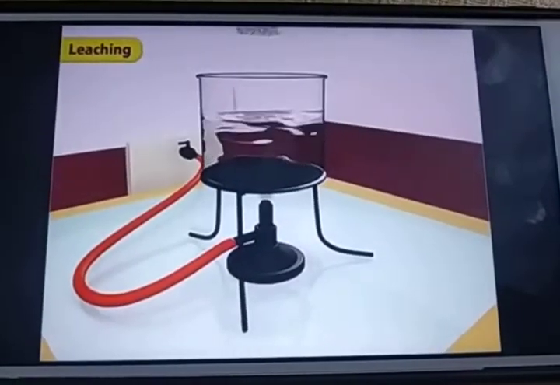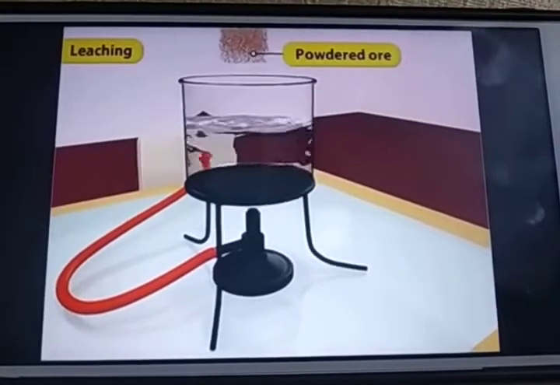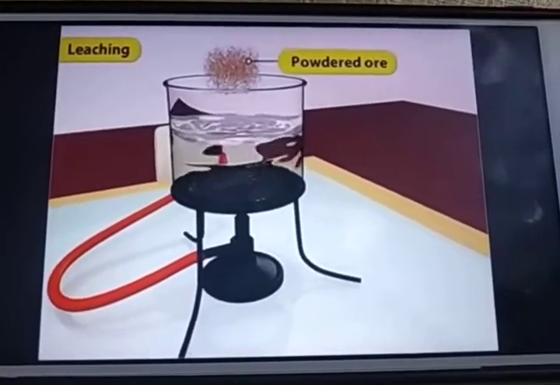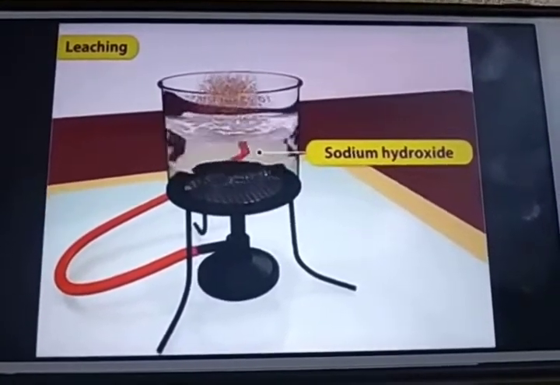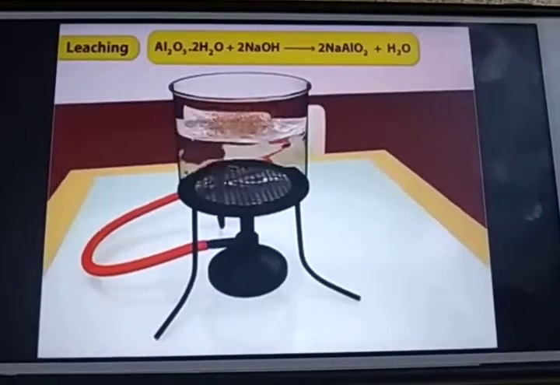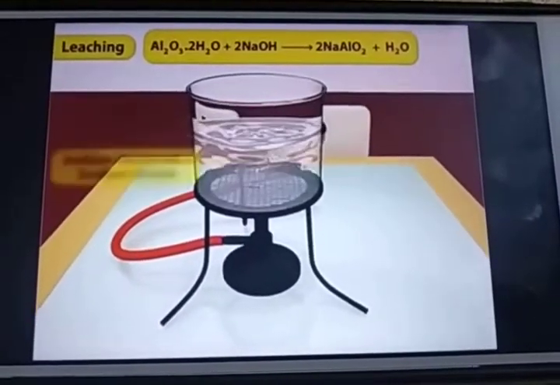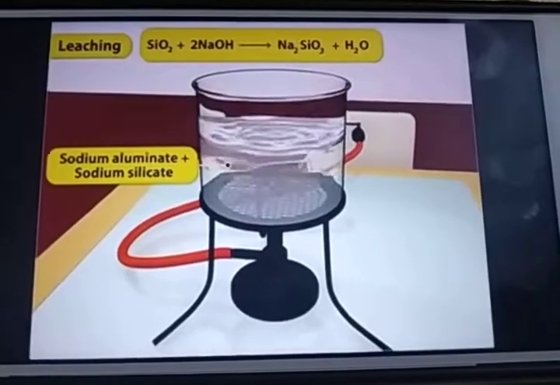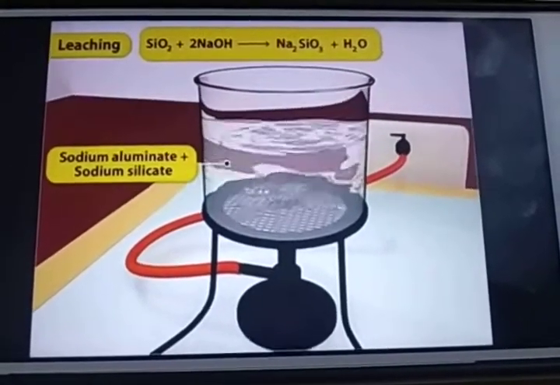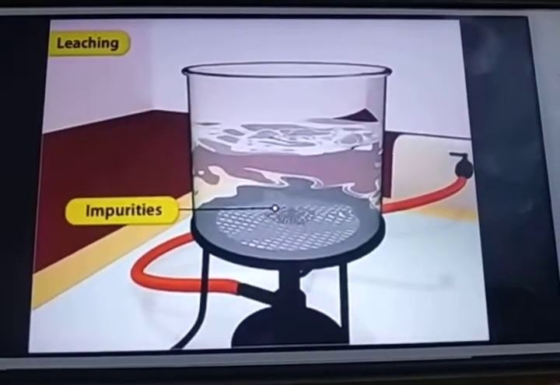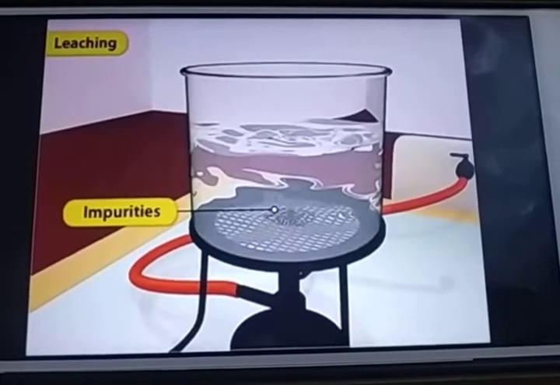In the leaching method, the powdered bauxite ore is treated with a hot and concentrated solution of sodium hydroxide. The ore dissolves in sodium hydroxide to form sodium aluminate, and silica dissolves to form sodium silicate. The impurities, however, remain undissolved and are later filtered out.